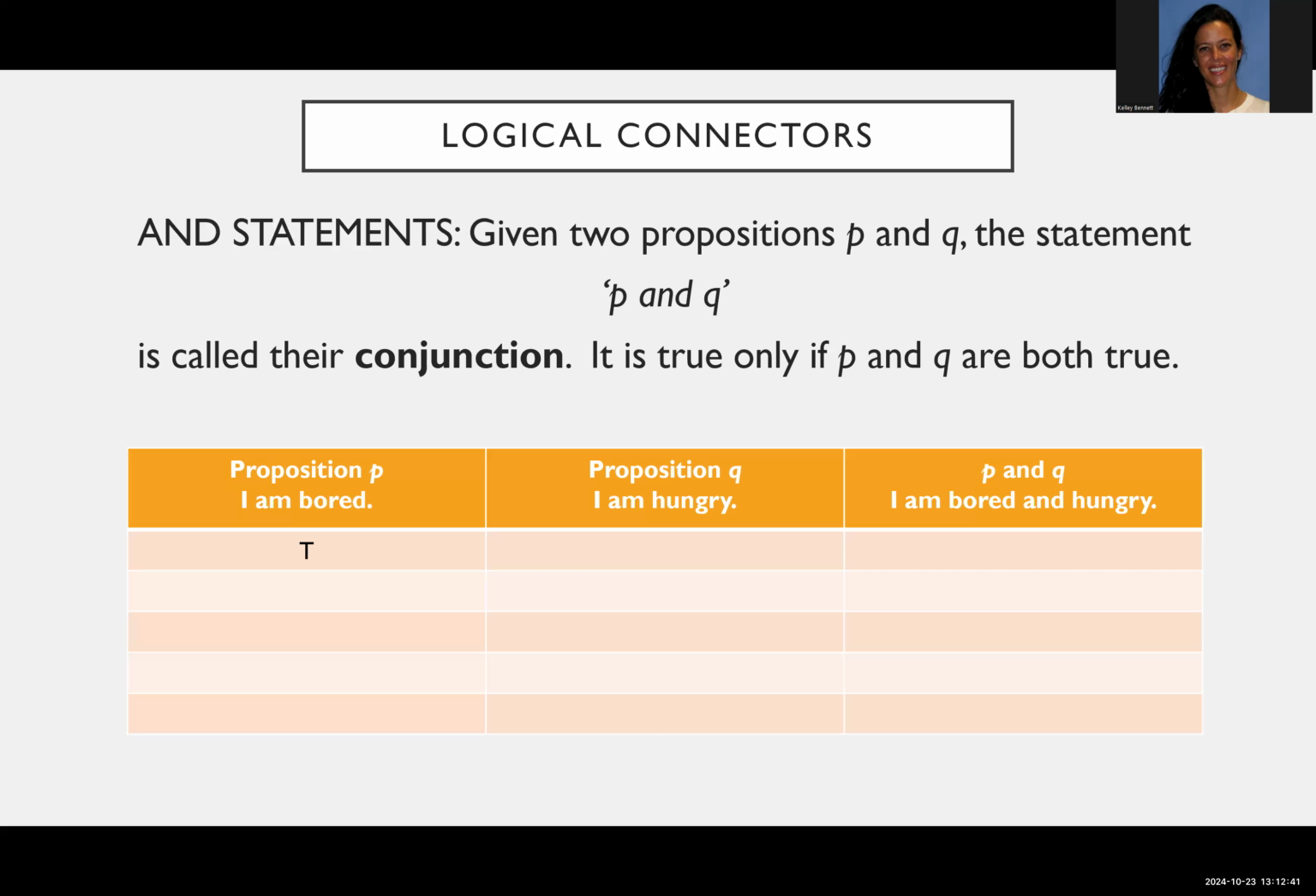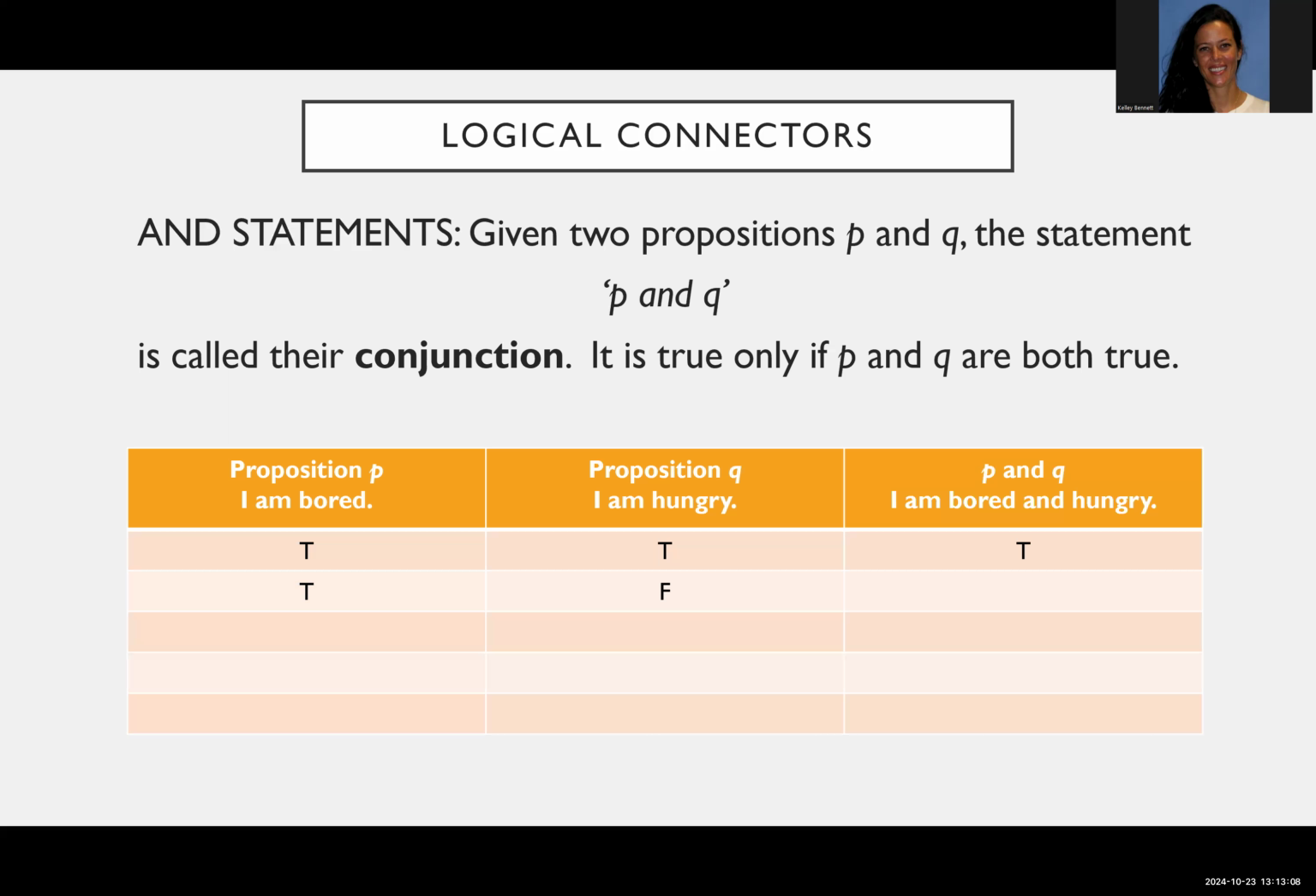So if proposition P is true, and if proposition Q is true, then obviously you could say I'm bored and I'm hungry, because think about this. Someone asks you, are you bored? Yes. Are you hungry? Yes. Are you bored and hungry? Yes, it follows. I've already said yes to both of those things. Why are you asking me again? So that one's true.